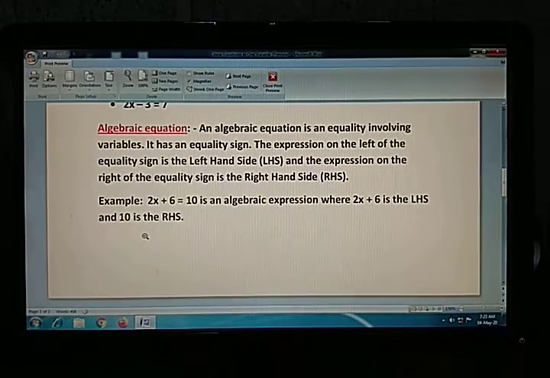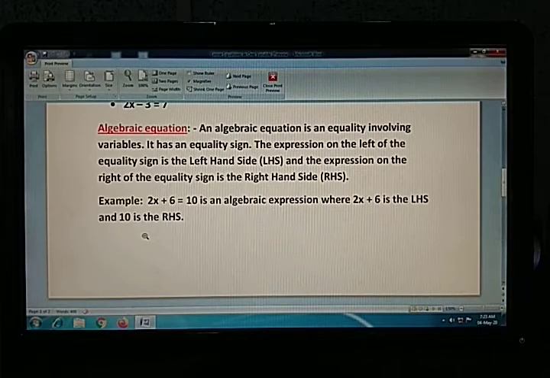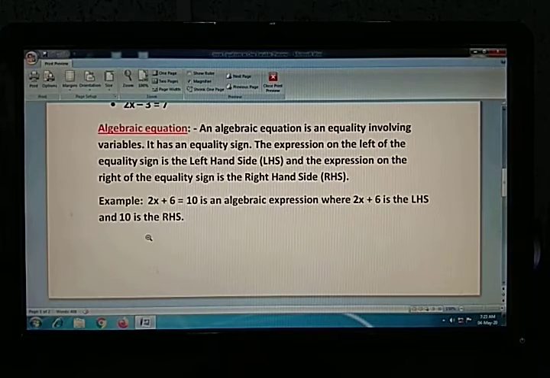Now moving on, algebraic equation. Now you might be thinking, what is an algebraic equation? It is nothing but the same thing that we have learned a while ago, that is algebraic expression and equation. We have combined both, and that is an algebraic equation. No big difference is there. It is the same thing. Just the name has changed, nothing else.